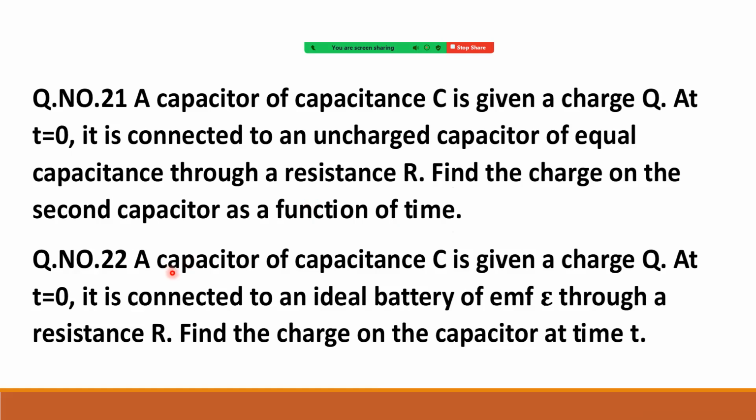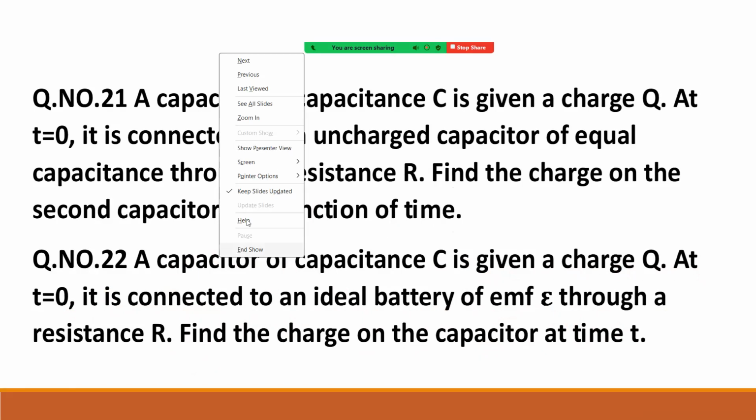A capacitor of capacitance C is given charge Q at t equal to 0. It is connected to an ideal battery of EMF epsilon through a resistance R. Find the charge on the capacitor at time t. So this question is also taken from H.C. Verma. Let us see how to start.